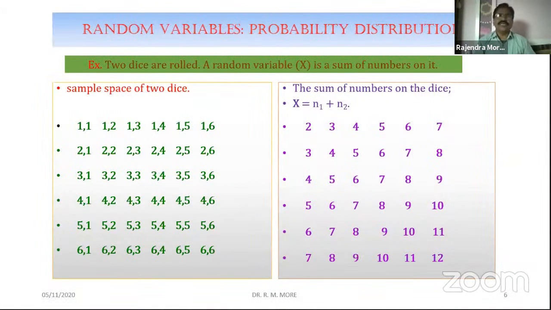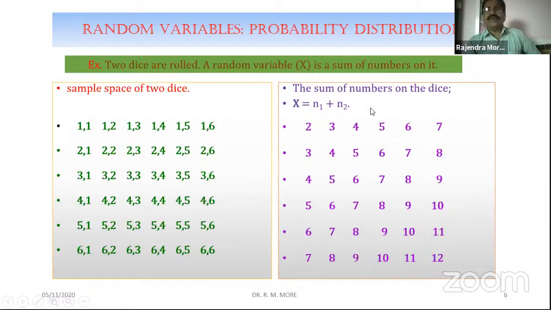Let us take the second example. If we roll two dice on which numbers 1 to 6 are there, then what can be the possibilities? We may say that on the first die there is 1, on the second die again there is 1, or on the first die 1 and on the second die 2, and so on. Or it may be possible that on the first die there is 2 and on the second die there is 1. Or on the first die there is 4 and on the second die there is 3. So all the possible sample points we have taken here, there are 36.